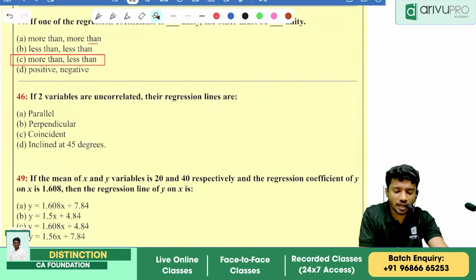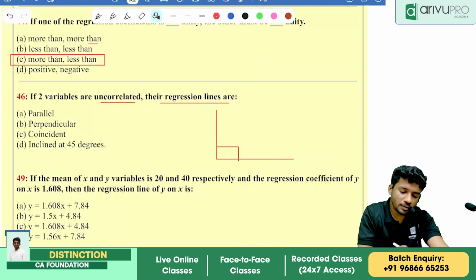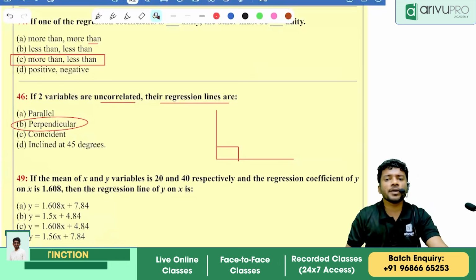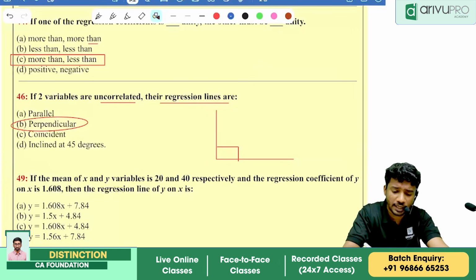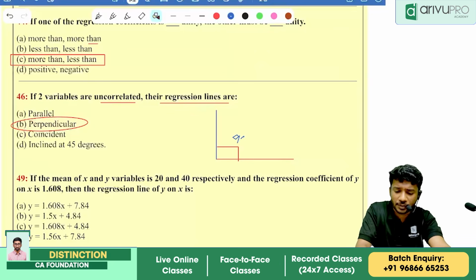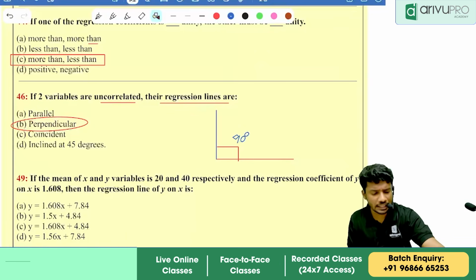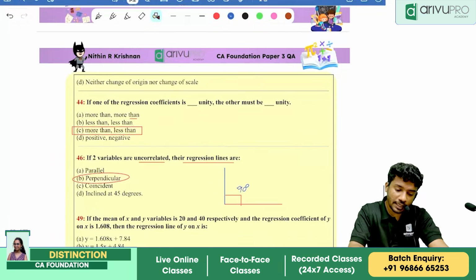Two variables are uncorrelated if the regression lines are what? Perpendicular, right? We studied just now. When the angle is 90 degrees, for example, one line is this and another line is like this. They are meeting at a point and the angle between them is 90 degrees. Then there is no correlation. Then, next question for you.